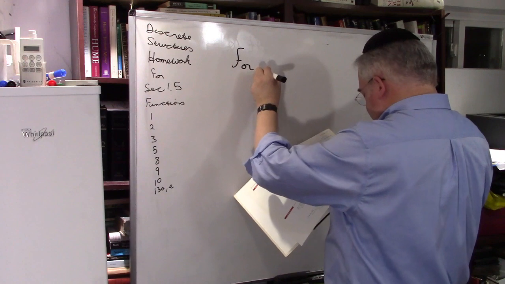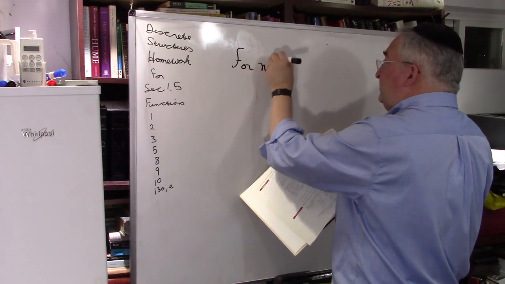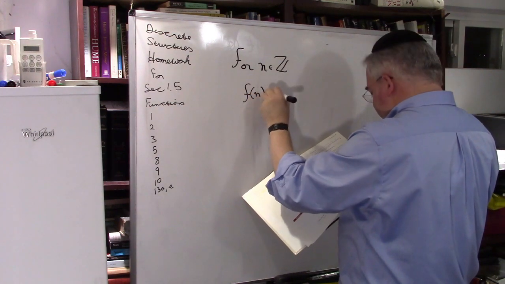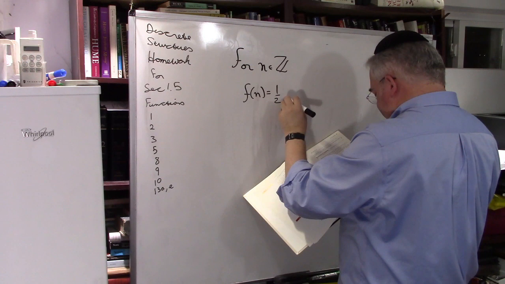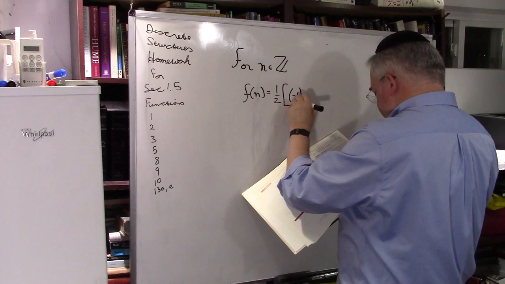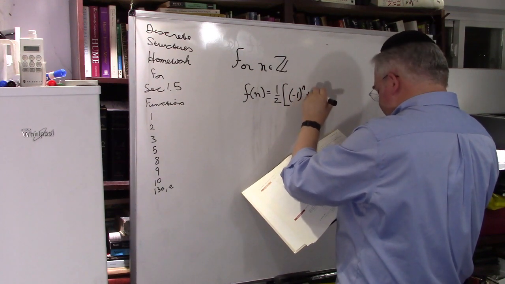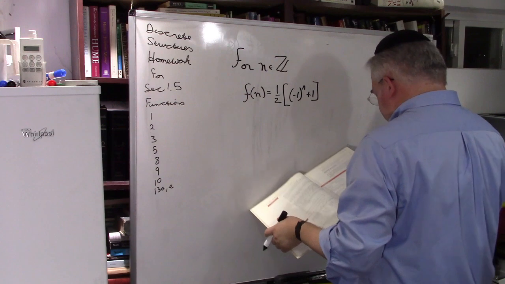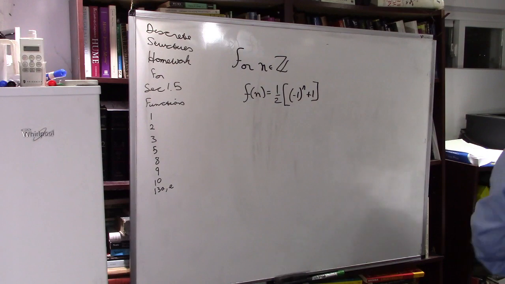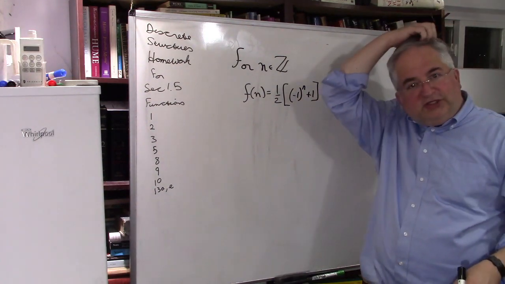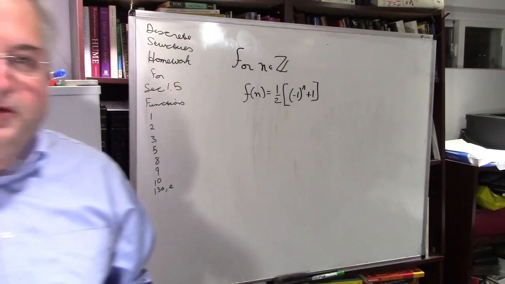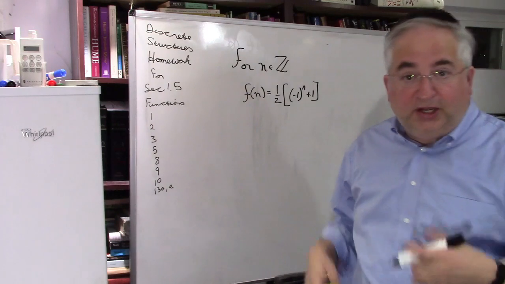For n in Z, so that's positive or negative numbers, f of n is equal to a half of minus 1 to the nth power plus 1. Now it says as follows: f is the characteristic function for some subset of Z. Which subset? The way to do this is what's called batting practice. You try a couple of different inputs and see what values you get. Just try a few different things.